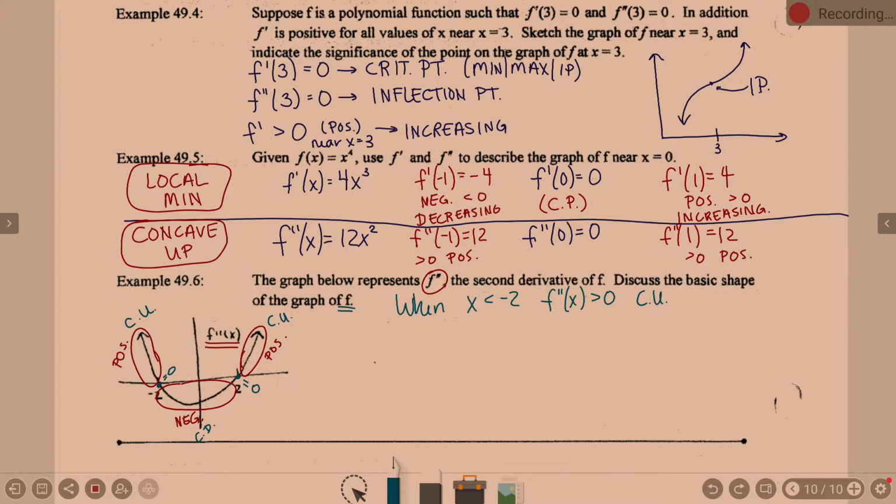And then the next part we have, I'm going left to right, so then when x equals -2, our second derivative equals 0. And so when our second derivative equals 0, we're talking inflection point. Now in the next one, I'm looking at the section between -2 and 2, which means I'm going to write that as -2 less than x less than 2. So when x is between -2 and 2, my second derivative of x is less than 0. And when the second derivative is less than 0, it's concave down.